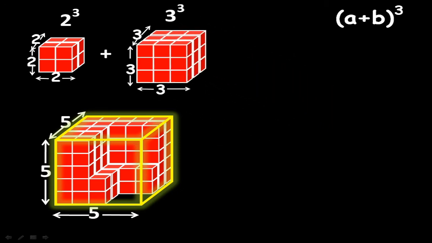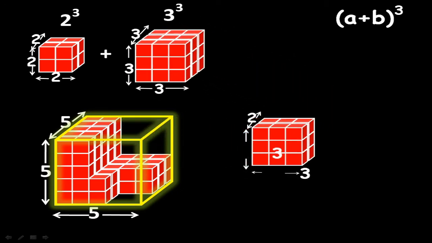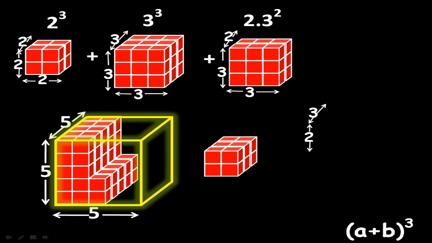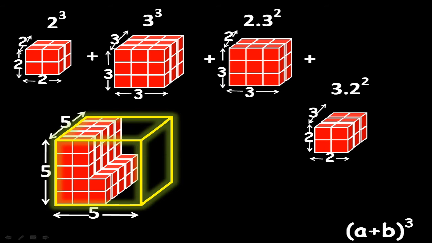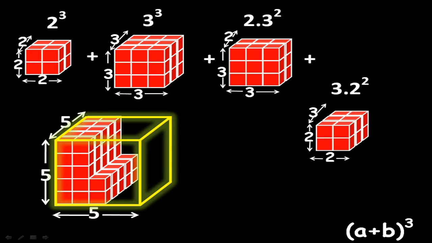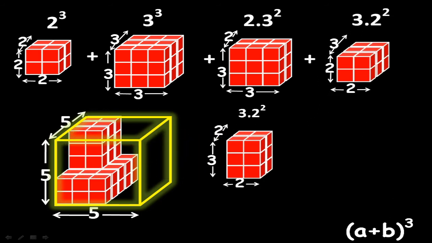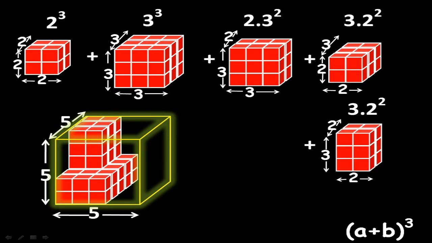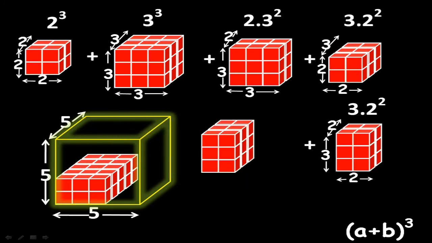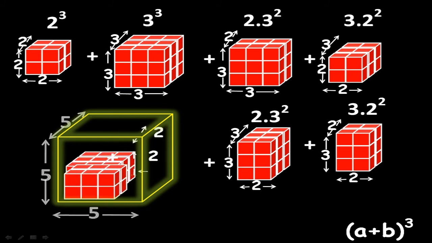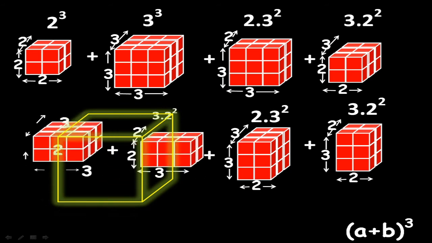A cuboid whose dimensions are 2 into 3 into 3. Fourth, we get another cuboid with dimensions 3 by 2 by 2, and we can write it as 3 times 2 square. Here is another cuboid, and the rest of the solid again we divide in terms of 2 and 3, and we get cuboids having dimensions 2, 3, 3 or 3, 2, 2.